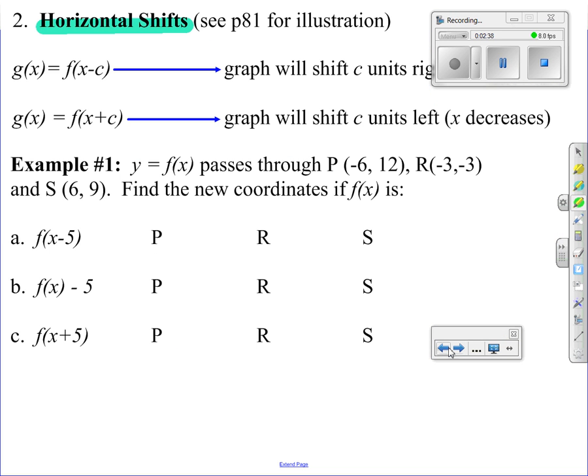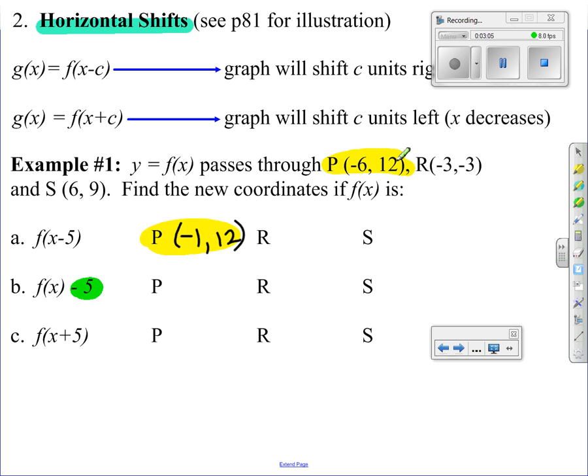So what we're going to be looking at today is how that affects certain points. If we look at the point P, which is (-6, 12), and we're going to find the new point of P. If it's f of x minus 5, that means the x value is changing. But it's subtracting a positive, so you add 5 to the x coordinate. The y value is not changing. When does the y value change? When you add or subtract that c value that we talked about originally.